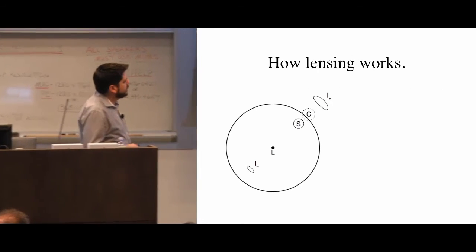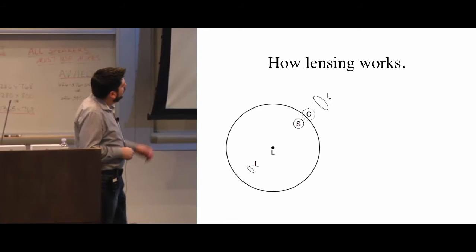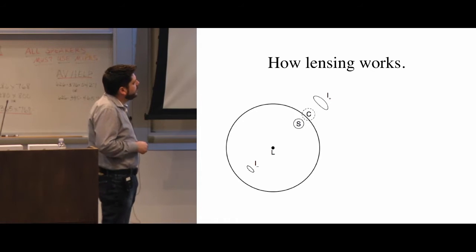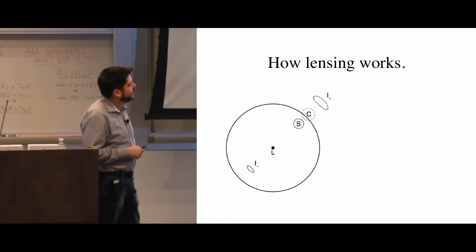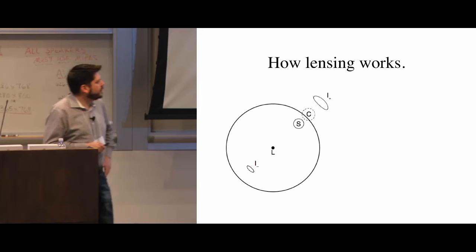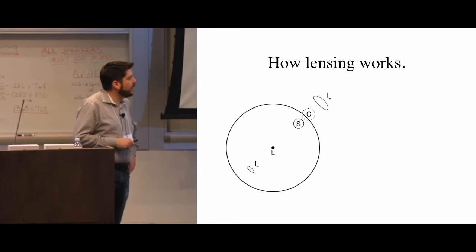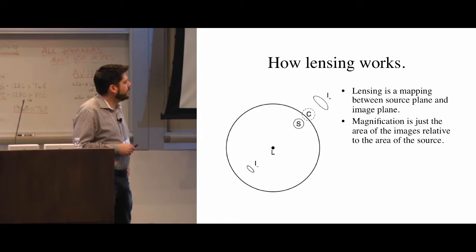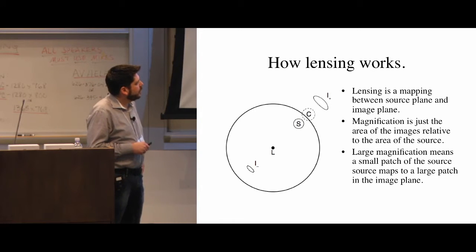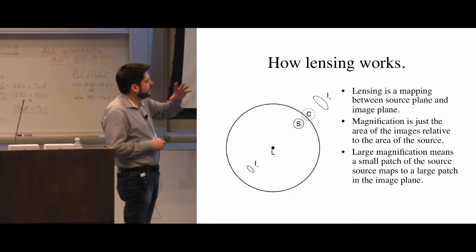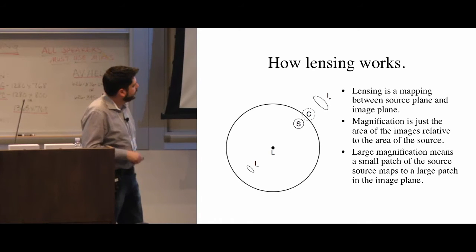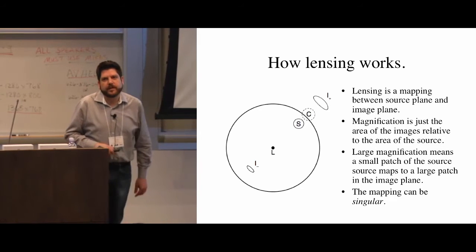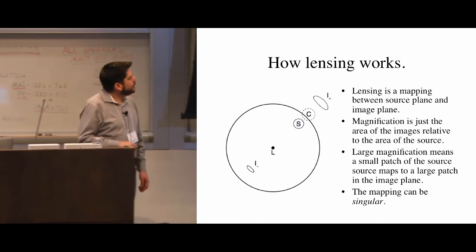So one thing to keep in mind is how lensing works. Lensing is a mapping. It's a mapping between the source plane and the image plane. And the interesting thing about it is that that mapping can be singular. The magnification is just the area of the images relative to the unlensed area of the source. So the larger the images relative to the source, the higher the magnification. And so a large magnification means a very small patch of the source is mapped to a very large patch of the image in the image plane. And again, that mapping can be singular, which means for a point source, it is technically infinite.